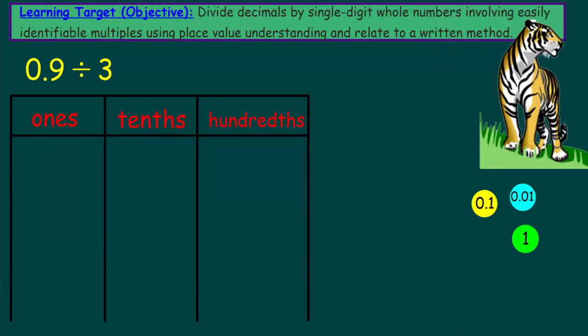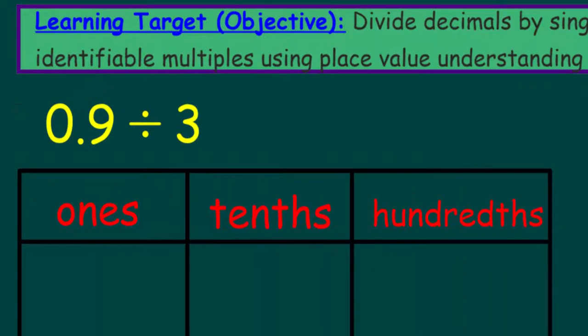Let's go ahead and get started here. We have this expression: 9 tenths divided by 3. I'm going to be using a couple of different materials. I'm going to be using my place value chart, which you can see in front of you, and also these place value disks, which I've used before in other videos.